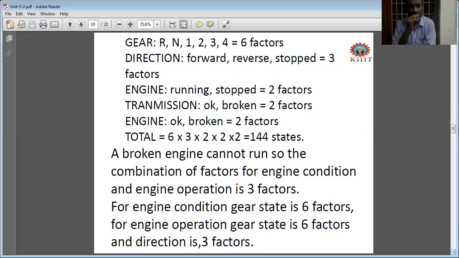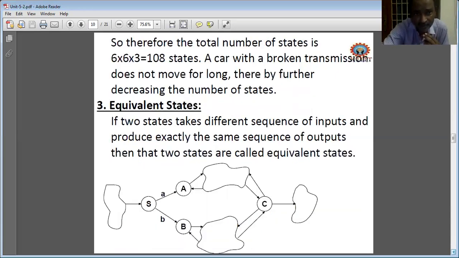A broken engine cannot run. So the combination of factors for engine condition and engine operation is 3 factors only. A broken engine cannot run. Yes or no? So the combination of factors for engine condition and engine operation is 3 factors. For engine condition, gear state is 6 factors. For engine operation, gear state is 6 factors. And direction is 3 factors. So therefore, the total number of states is 6 into 6 into 3, that equals 108 states.